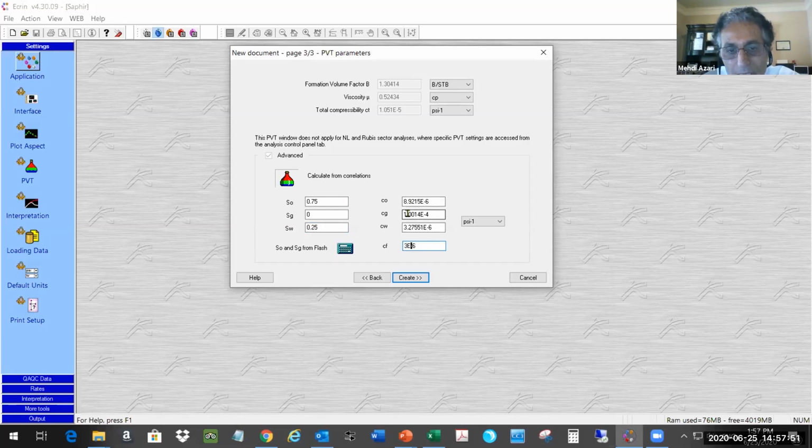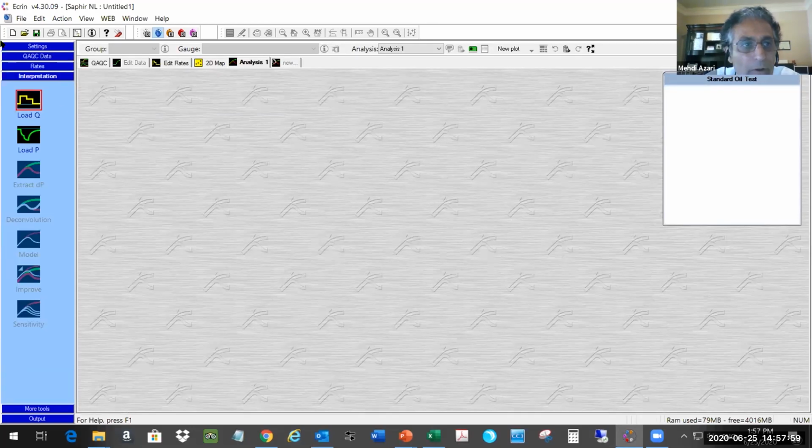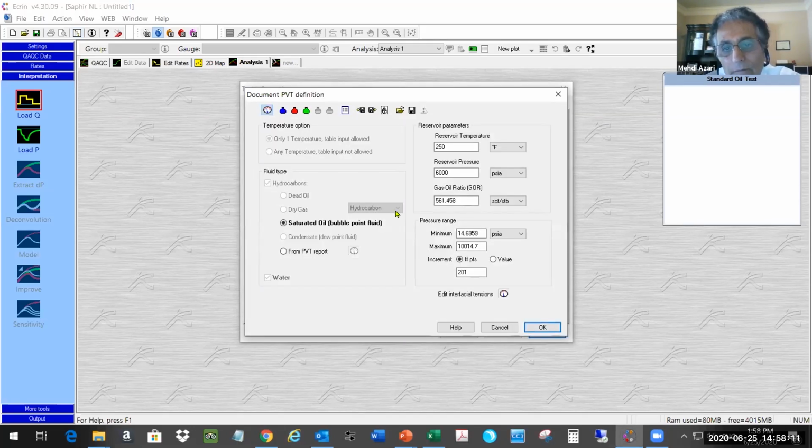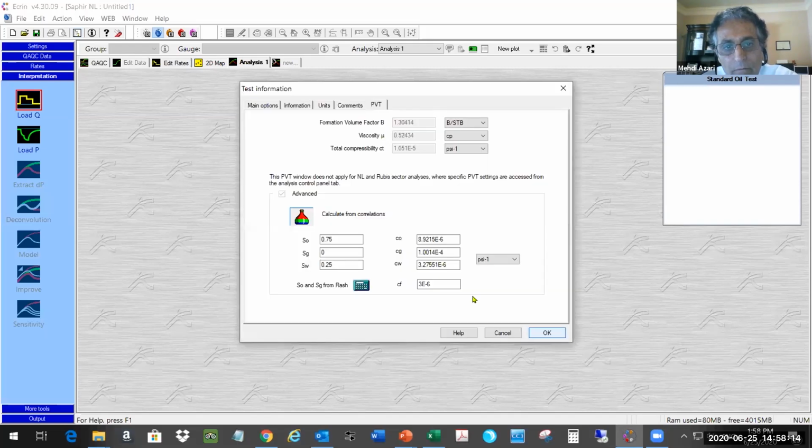This is CO, CG, CW, multiply this by that, water by that, then add this one here to come up with a CT, which is 1.051 times 10 to the power, so it's actually like 10.5 times 10 to the power 6. Okay. So remember this was what you entered, but now since I put the advanced one, it is showing my formation volume factor, my viscosity, the total compressibility. All right.